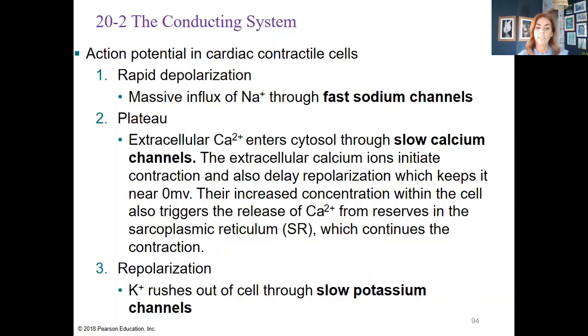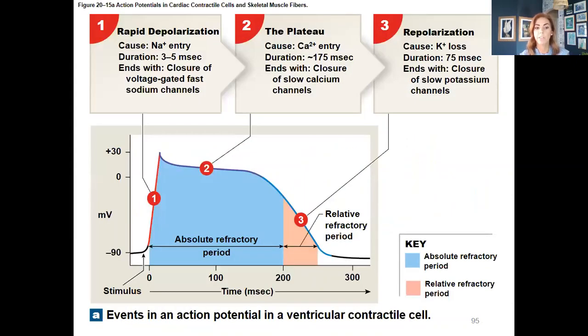So whenever the calcium comes in, it's also going to trigger the release of calcium from the reserves that are being held in the sarcoplasmic reticulum. That's going to help continue this contraction. And then for the repolarization, it's going to be similar to what we have learned already in the past, that potassium is going to come out of the cell through these slow potassium channels, which will then lead to the repolarization state.